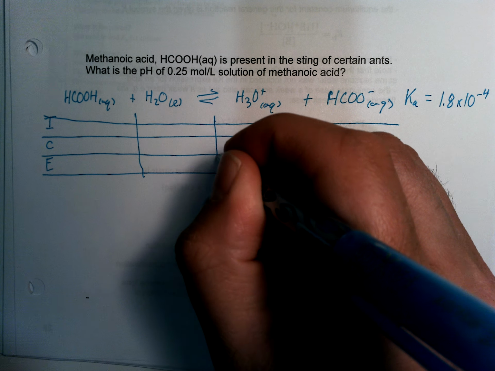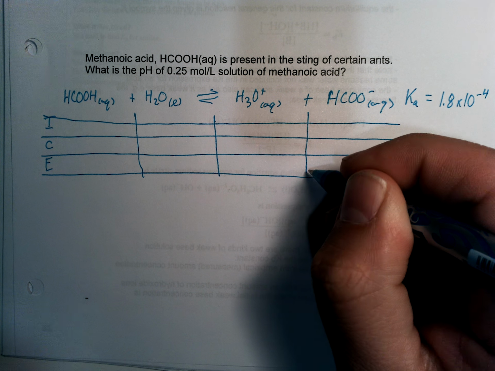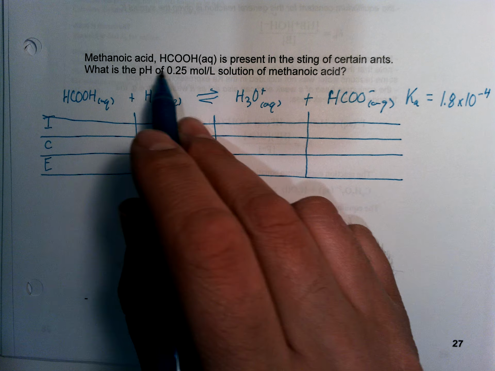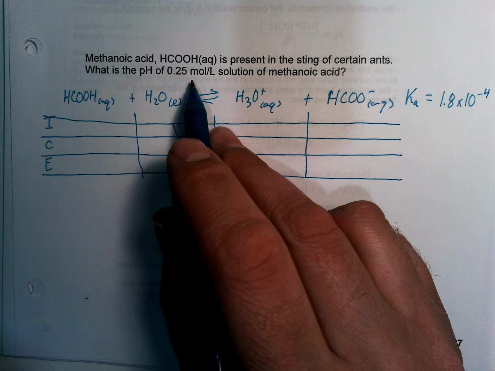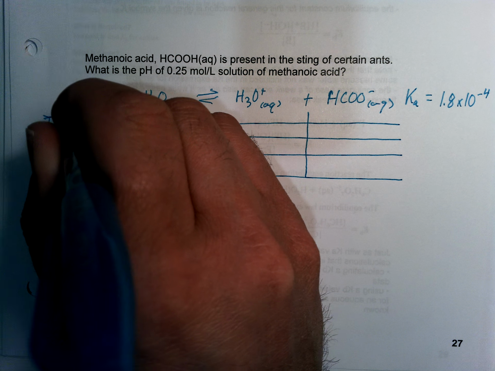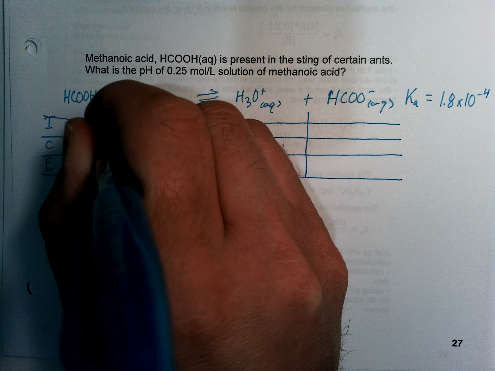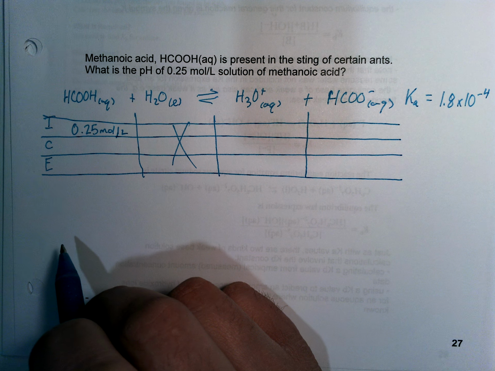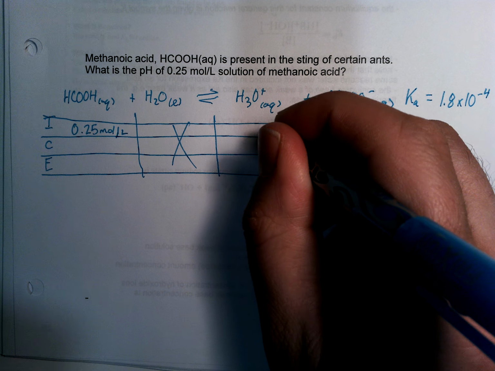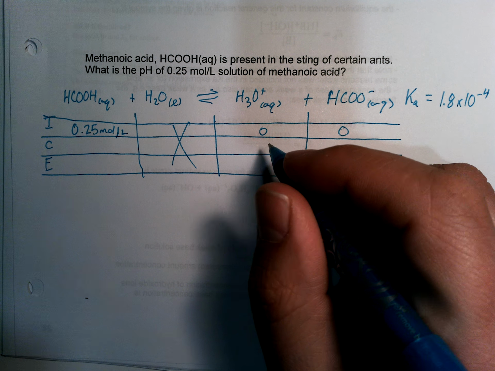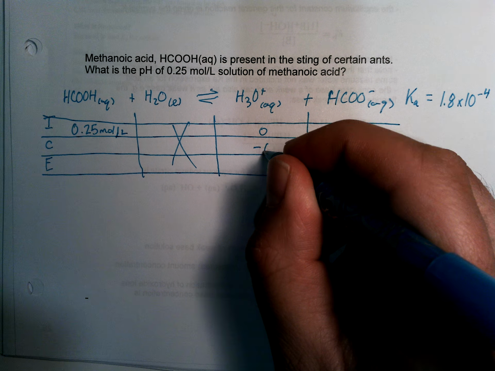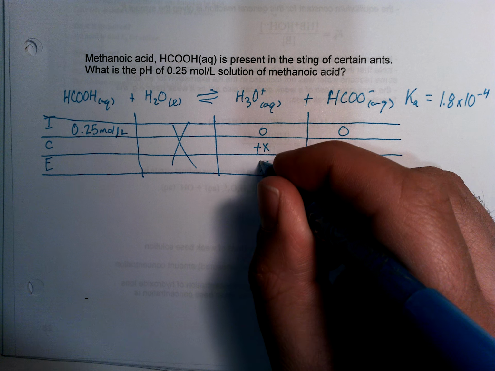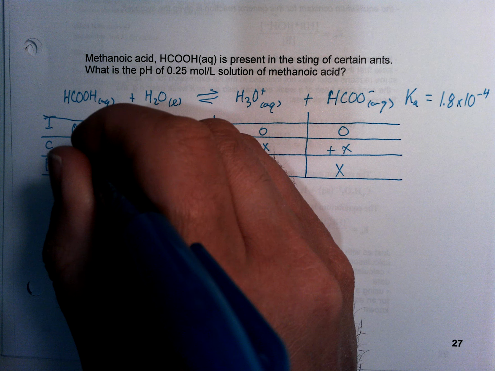Okay, so our solute, so we have 0.25 moles per liter solution of formic acid or methanoic acid. These will both start at 0. This would be plus x, and then this would be x, and both of those. This is going to be minus x, so 0.25 moles per liter minus x.